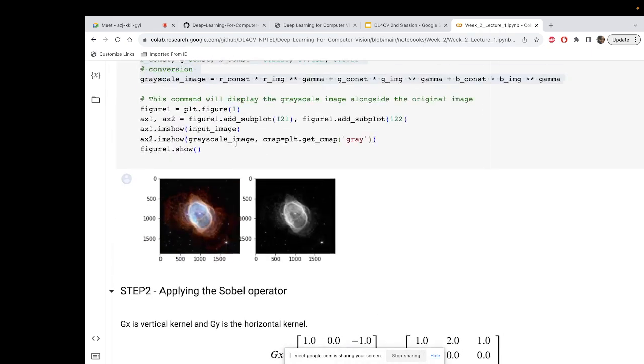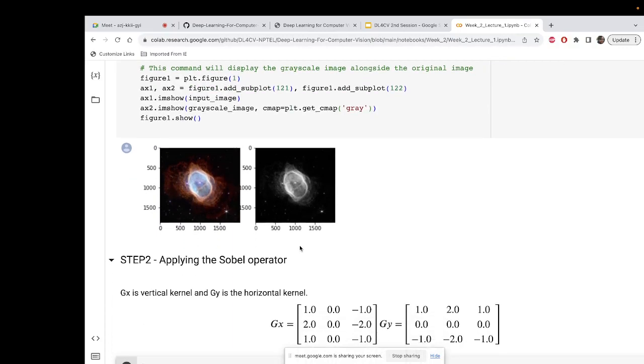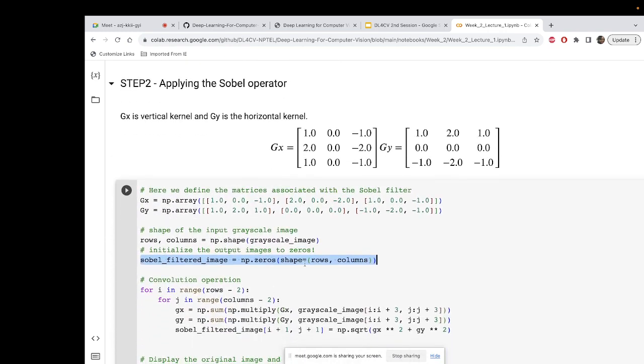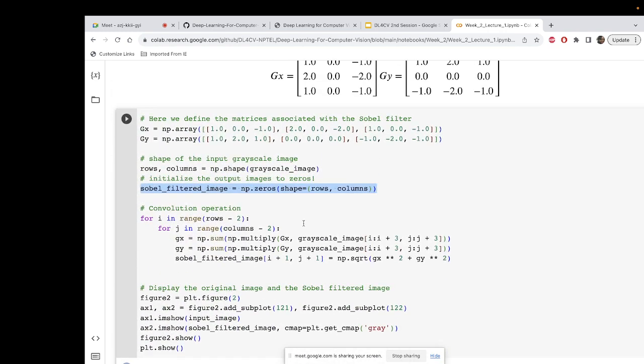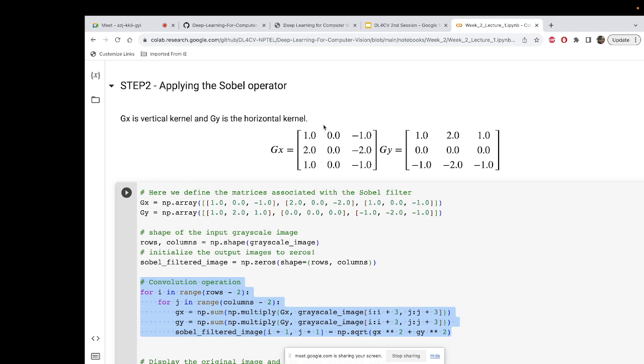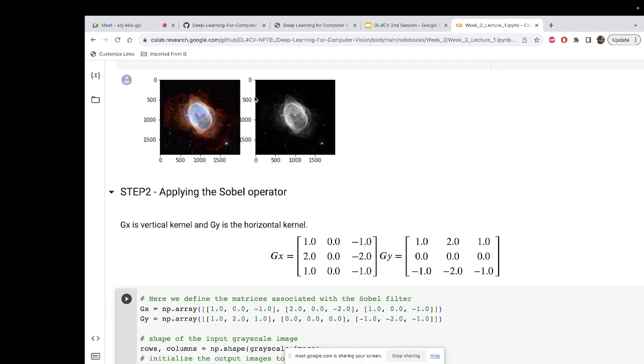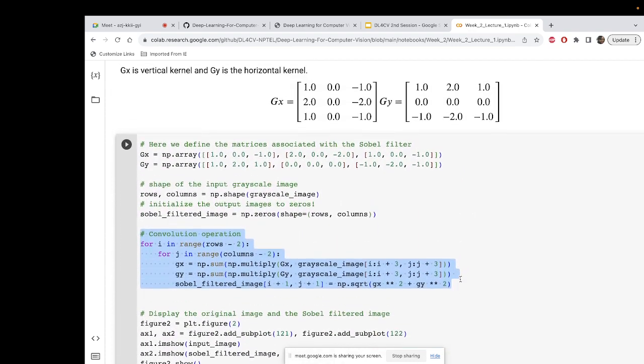You have an input image, this one. We are operating on the grayscale here, and you are creating the output image variable, initializing it with zeros, and now you are performing the convolution operation. So at every 3 cross 3 patch of the image, you are multiplying that 3 cross 3 patch individually with Gx and Gy. That is what we know as the convolution operation.